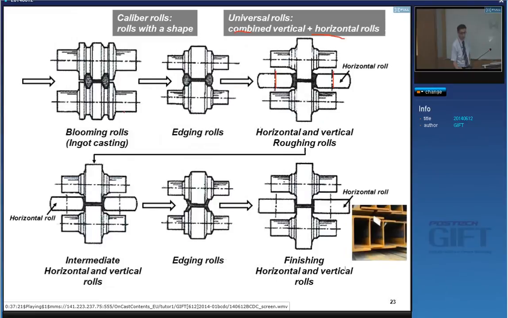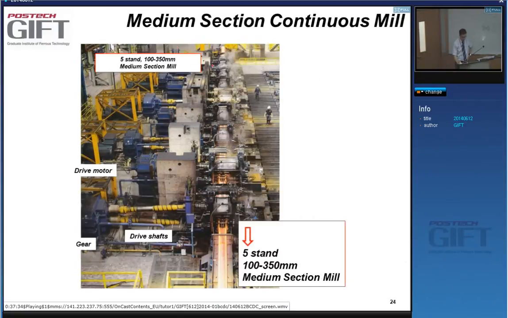Nowadays, very often these steps in the past would be done back and forth in reversing fashion. Nowadays, most modern technologies, certainly for medium section sizes, will have universal stands positioned in such a way that you get continuous operation. So the material comes in here and never goes back, it just goes straight through all the universal mill stands. This is an example of a five-stand mill for medium section products.